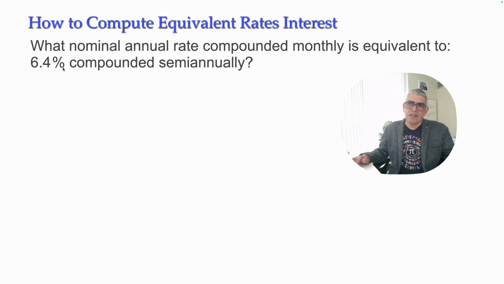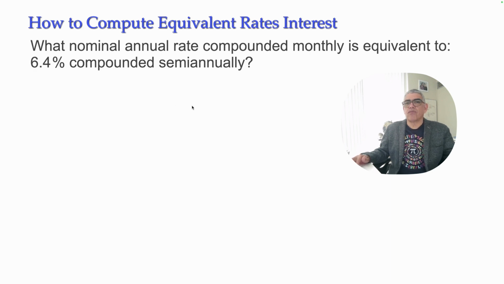So we know this nominal rate, 6.4% compounded semi-annually, and we want to compute another nominal annual rate of interest that is compounded in a different number of periods. For example, here it's compounded monthly. What nominal annual rate of interest compounded monthly gives me the same future value, the same maturity value, as 6.4% compounded semi-annually? What to do in this case?